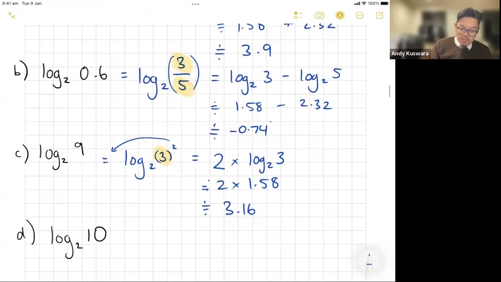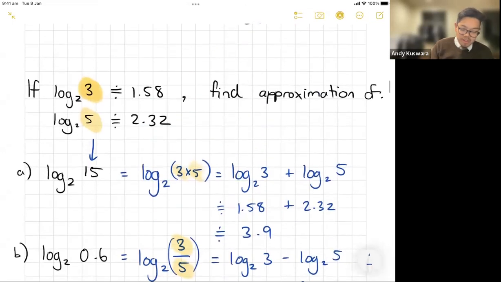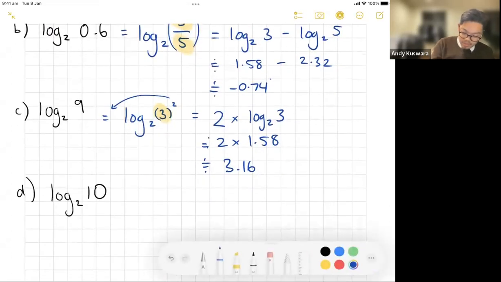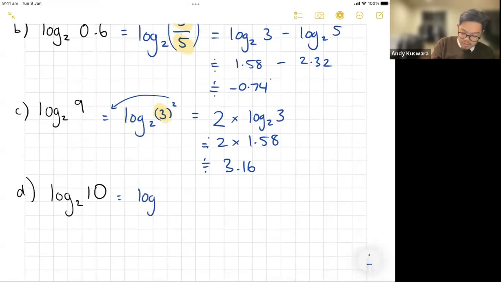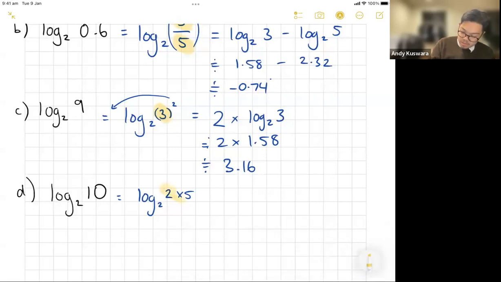Okay. And last one, log 2, 10. Now this one, a lot of people aren't going to see coming, because you're trying to think, okay, how do I get from 3 and 5? How do I get 10? Okay, this is a secret one that a lot of people forget, but I'm going to do this. Will 2 times 5 give me 10? The answer is yes. I know what log 2, 5 is.